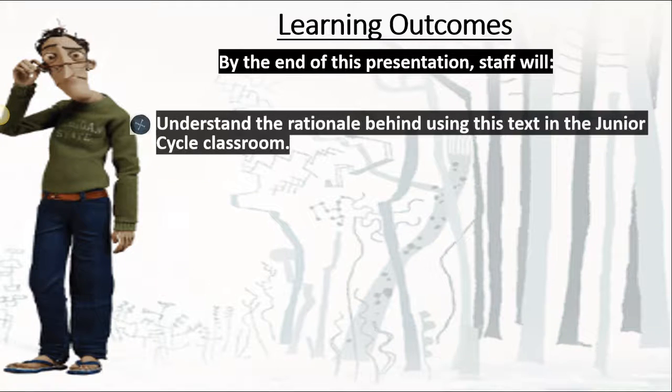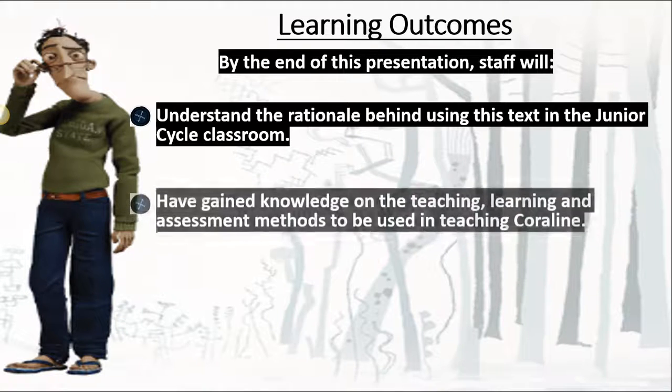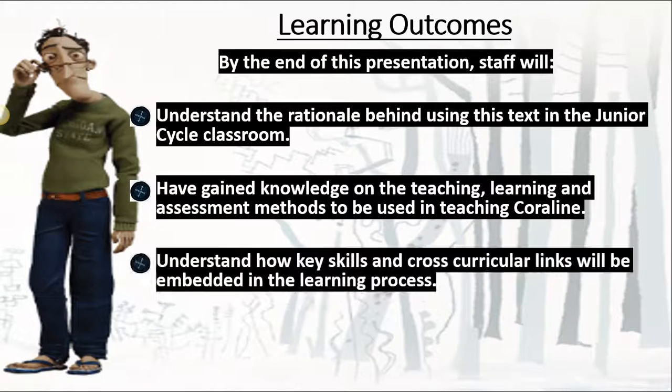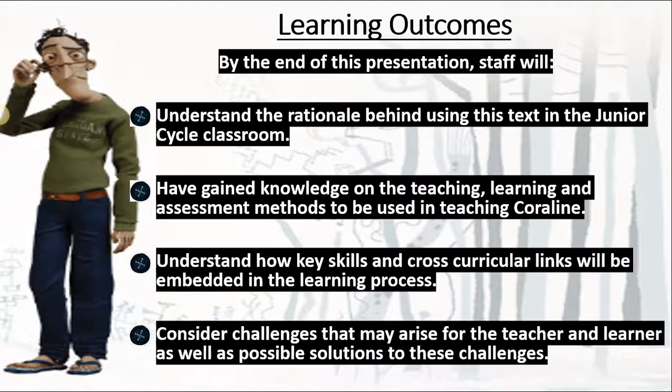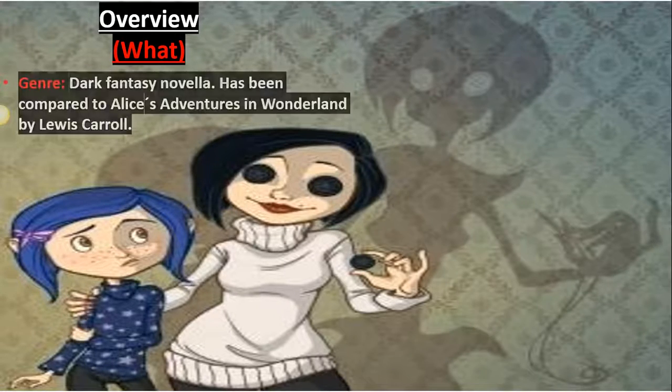So by the end of this presentation you will understand the rationale behind using this text in the junior cycle classroom. You will also have gained a knowledge of the teaching, learning and assessment methods to be used in teaching Coraline. You'll understand how key skills and cross-curricular links will be embedded in the learning process. And finally, you will consider challenges that may arise for the teacher and learner as well as possible solutions to these challenges. So, first of all, let's have a look at the overview of Coraline.